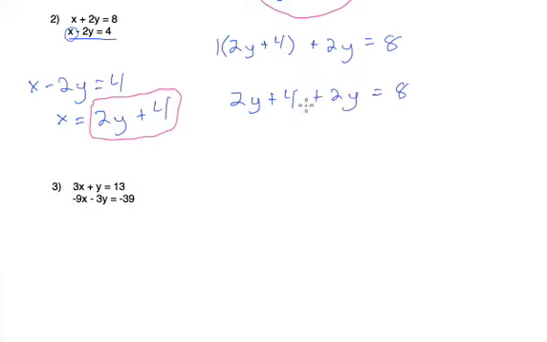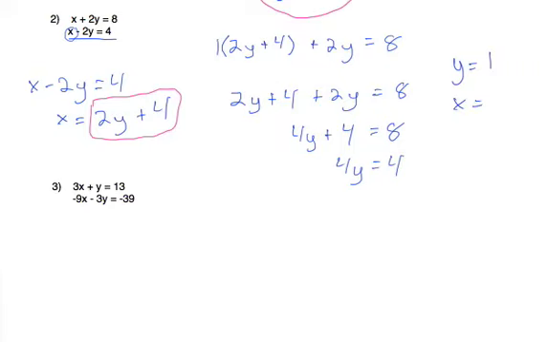Nothing changes. I'm going to combine my like terms. I'm left with 4y plus 4 equals 8. I'm going to subtract 4 from both sides, and I am left with 4y equals 4. And so it's not hard to see that y equals 1. Now, when y equals 1, what must x be?